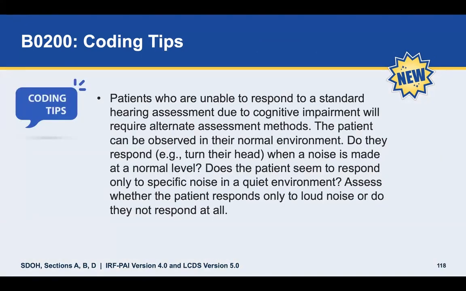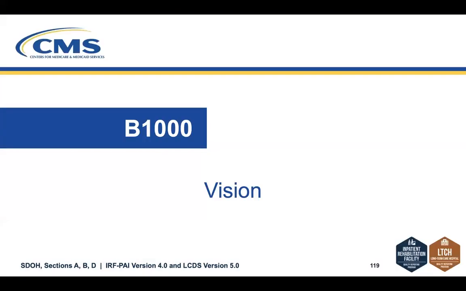Here's a coding tip related to hearing. If a patient is unable to respond to a standard hearing assessment due to cognitive impairment, they will require alternate assessment methods, such as observing them in their normal environment. Pay attention to cues, such as whether the resident turns their head when a noise is made at a normal level, or if the patient seems to respond only to specific noises in a quiet environment, or responds only to loud noises, or doesn't respond at all.